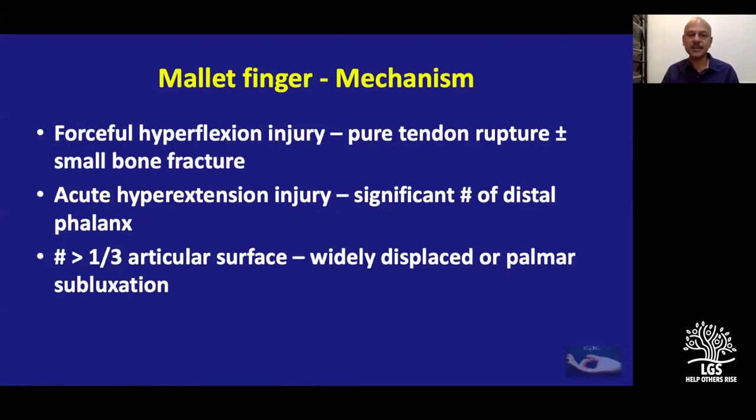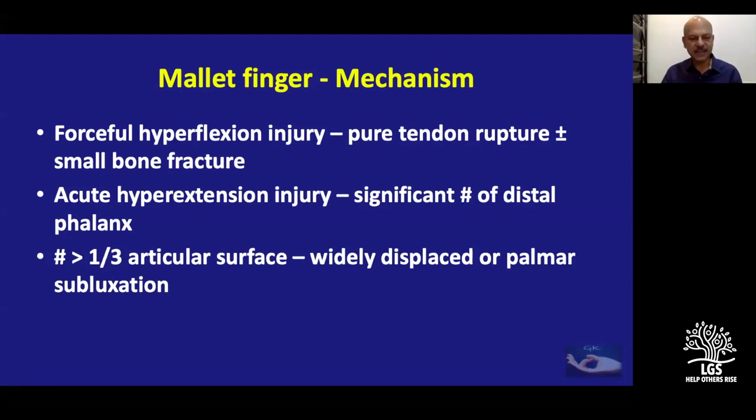the terminal phalanx. So if you see a patient with a mallet finger, if there is a very small bony chip or no bony chip, it is usually caused by a forceful hyperflexion injury. If there is a large bony fragment, it is usually caused by an acute hyperextension injury. Sometimes you may have an open wound. Sometimes even a knife cut can cause an extensor injury there, causing a mallet finger. So even open injuries can cause it.